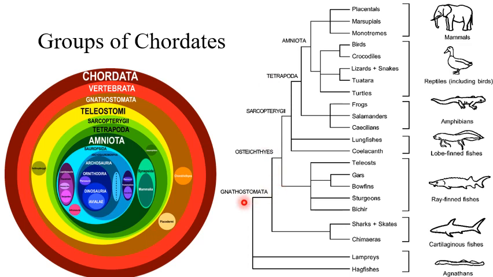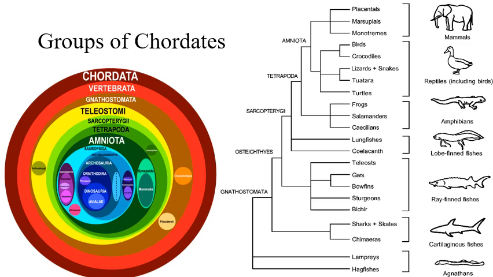So here we're going to talk about gnathostomes, Osteichthyes, Sarcopterygii, Tetrapoda, Amniota, right? So broadly, this groups down into mammals, reptiles and birds, amphibians, and then you have a couple different types of fishes. And then over here is what's known as agnatha, which means without a jaw. Okay, so that's the general breakdown.